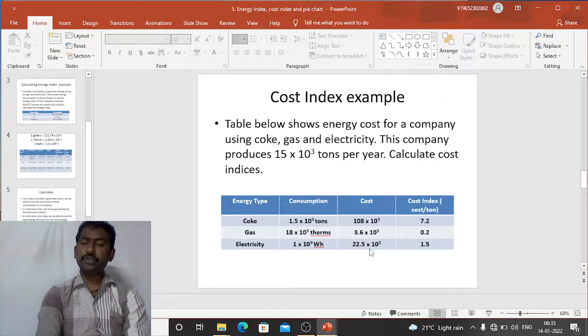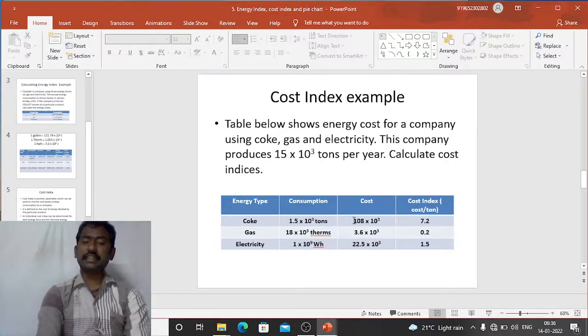So the table shows the energy cost of a company using coke, gas, and electricity. So this company produces 15 into 10 cube tons per year. So calculate the cost indices. Means for coke, energy consumption is 1.5 into 10 cube tons, and the cost for that is 108 into 10 cube. And for gas, 18 into 10 cube therms, that is 3.6 into 10 cube. And electricity, 1 into 10 to the power of 9.